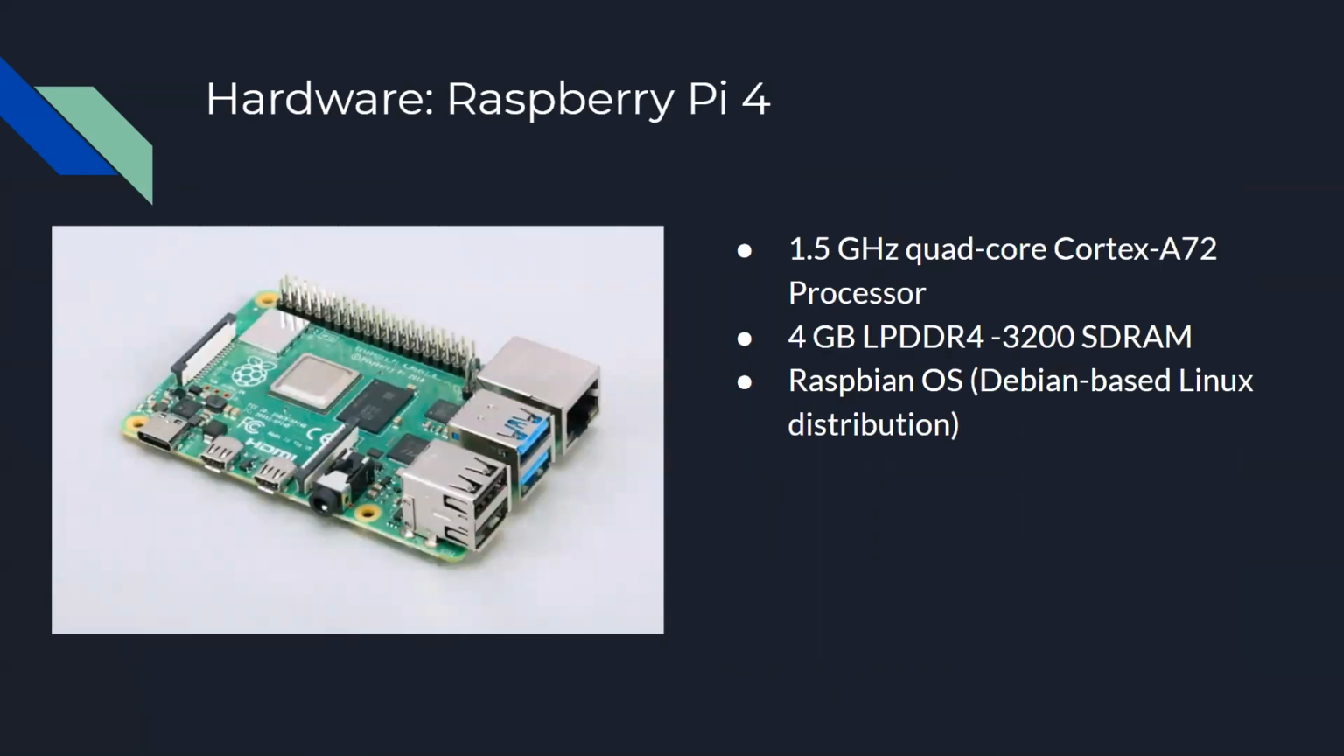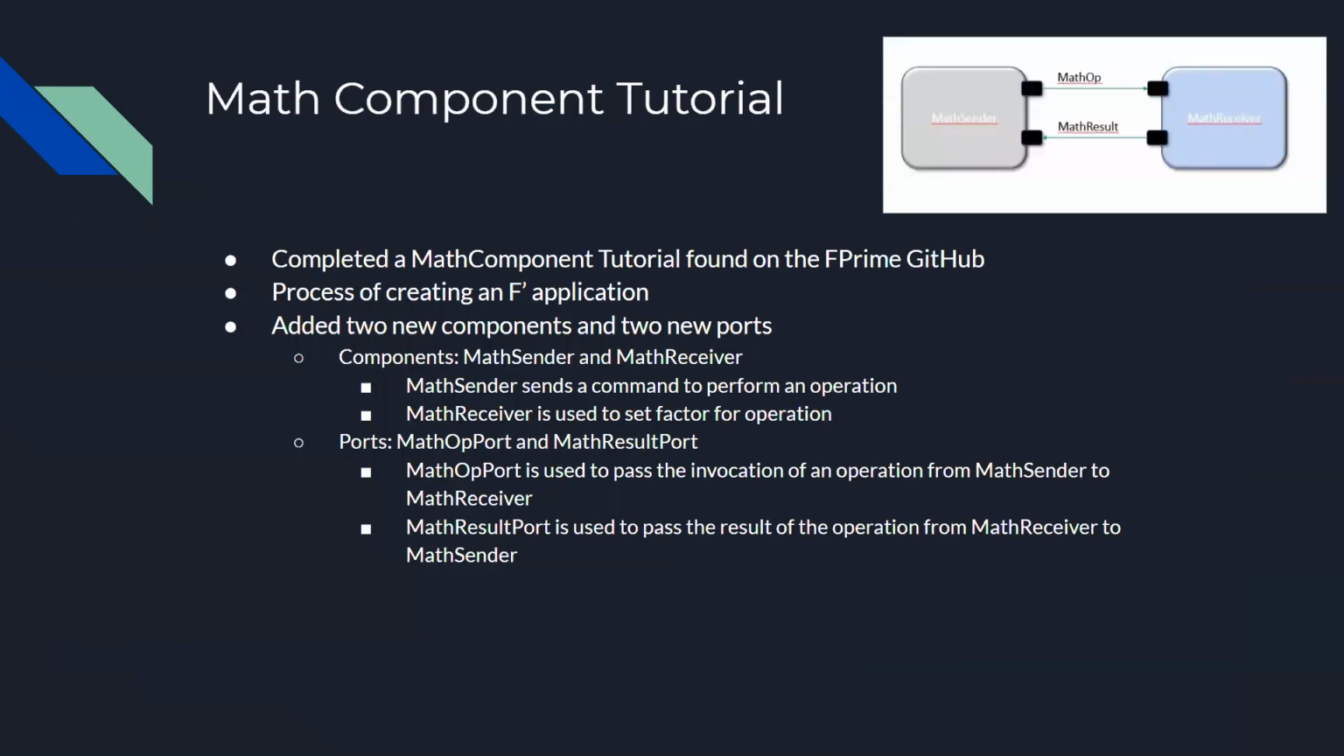So the other piece of hardware that we selected is the Raspberry Pi 4. Now this has a 1.5 gigahertz quad-core processor, and it also has 4 gigabytes of RAM. It also runs on the Raspbian OS, which is a Debian-based Linux distribution.